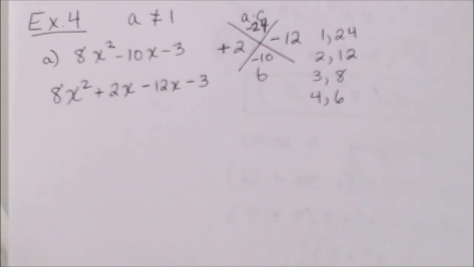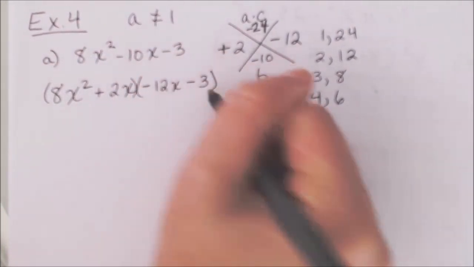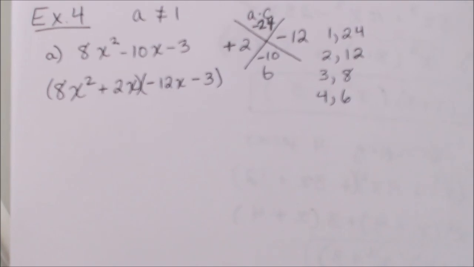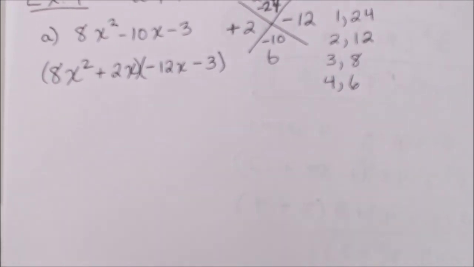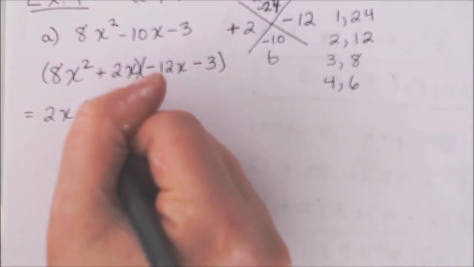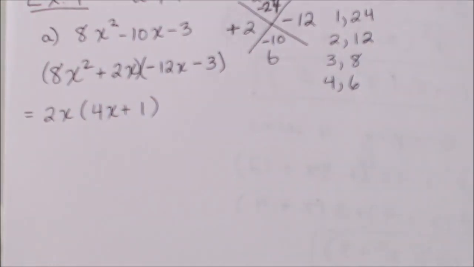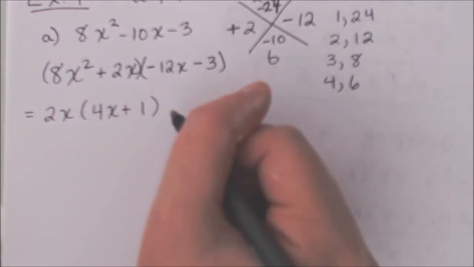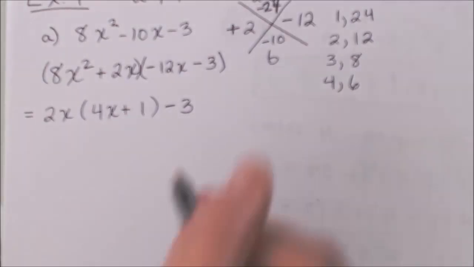So now I have 4 terms. Whenever we have 4 terms, we're going to group factor every single time. So I'm going to group the first 2, group the second 2. In the first 2, what is the GCF that I can take out? Hopefully you see by now that it's 2x. And so then that leaves me with 4x plus 1. In the second 2, I have a -12x minus 3. It's negative, so I'm going to take out a negative. And then these also have a 3 in common, so I'm going to take out a -3.